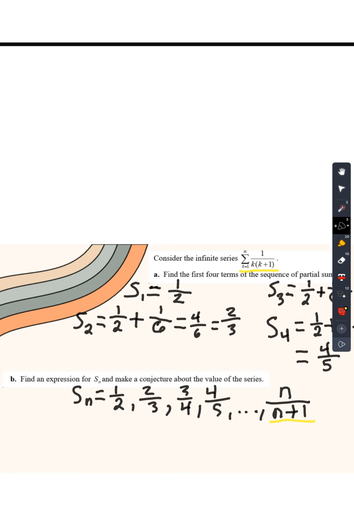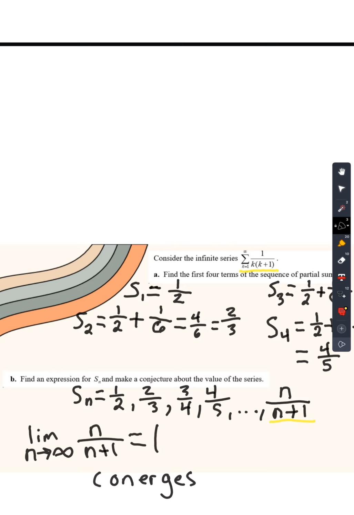And so then it asks us to make a conjecture about the series. Basically it's talking about, okay, what's happening? Is it converging? Is it diverging? So let's think about the limit as n goes to infinity of n divided by n plus 1. Again, that plus 1 doesn't really matter all that much. I just have n divided by n. Those reduce out, and I would just be left with 1. So this would be convergent, and it specifically converges to 1.